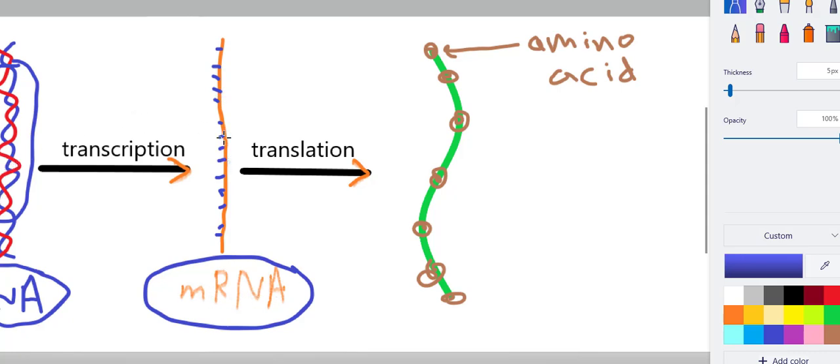After that, this mRNA goes out from the nucleus to the cytoplasm, then links to the ribosome to form an amino acid sequence. This is called an amino acid sequence. This is called a polypeptide. Polypeptide, you can say protein.